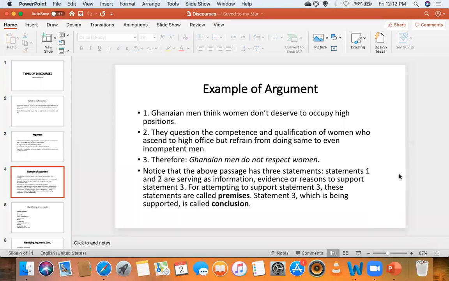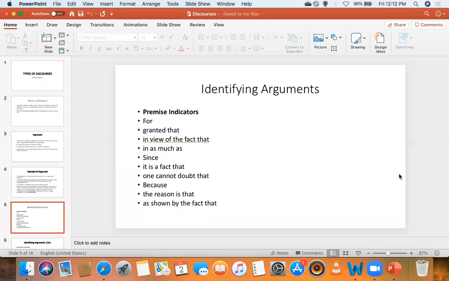But there are other ways of identifying conclusions and premises. In other words, identifying an argument in a passage. To identify an argument in a passage, there are certain indicators. There are certain words and phrases that indicate you are looking at a premise. And there are also certain words and phrases that indicate you are looking at a conclusion. Now, we call them indicators. We have the premise indicators, we have the conclusion indicators.